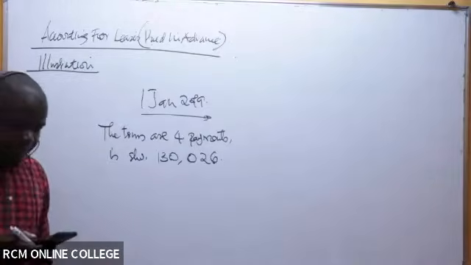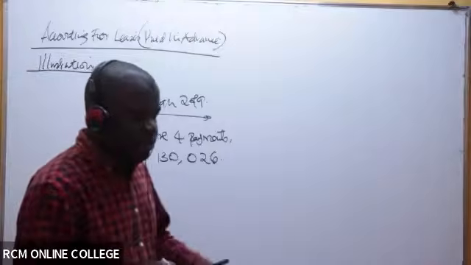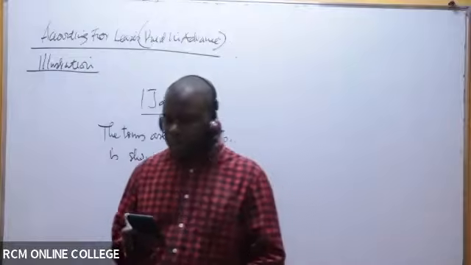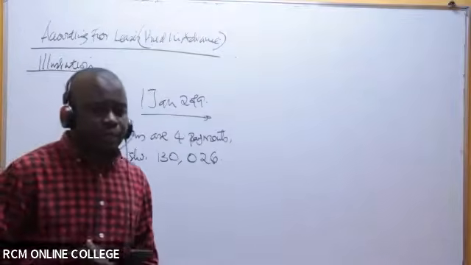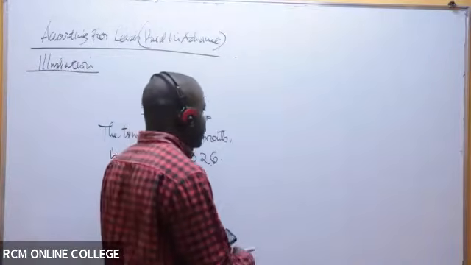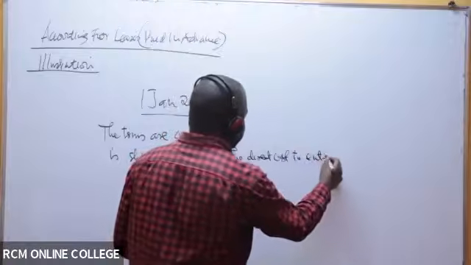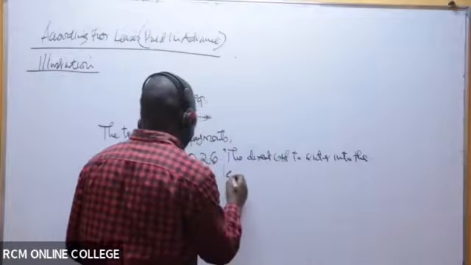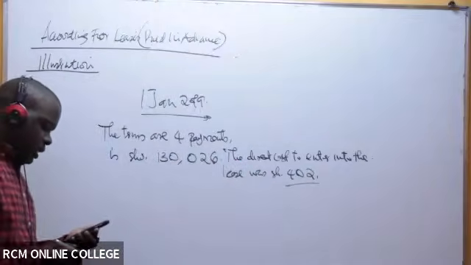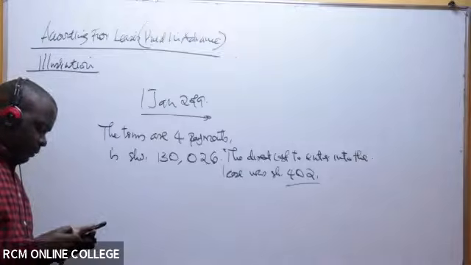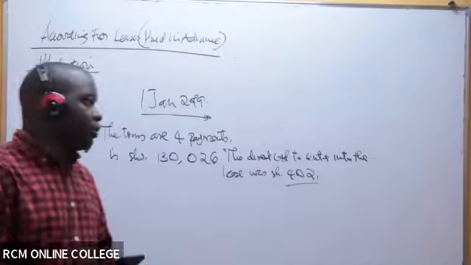The direct cost to enter into the lease was shillings 402.